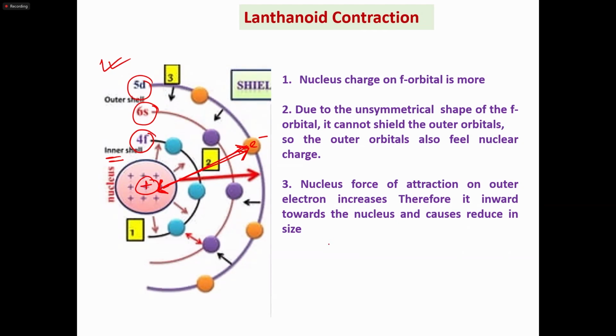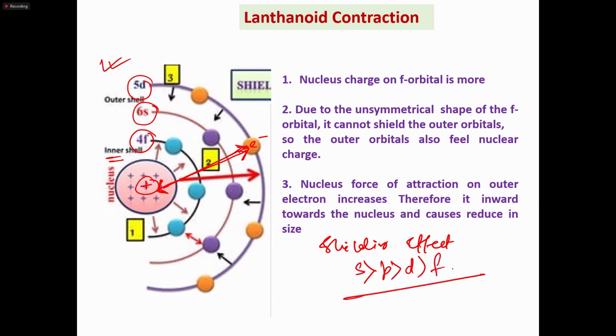We know the order of the shielding effect: the s orbital has the most shielding effect, then the p orbital, then the d orbital, and then the f orbital. So the f orbital has less shielding effect compared to the s, p and d orbitals. Now this f orbital is present between the 5d, 6s and the nucleus, so the f orbital is closer to the nucleus than the 5d and 6s.